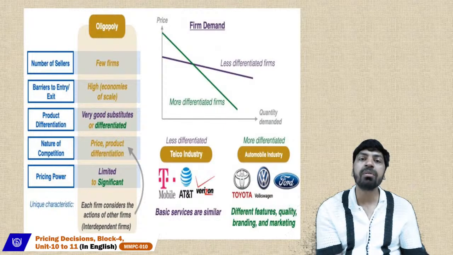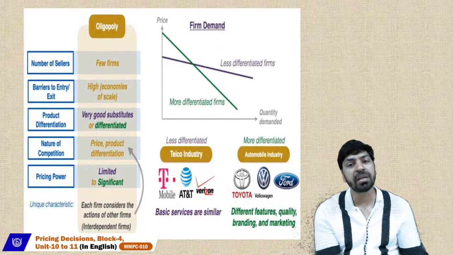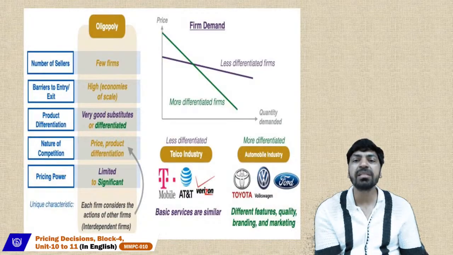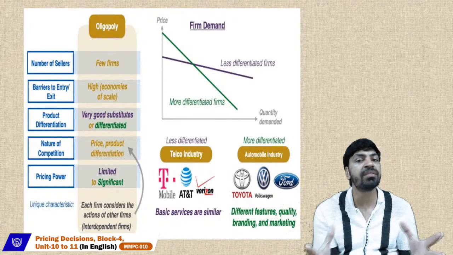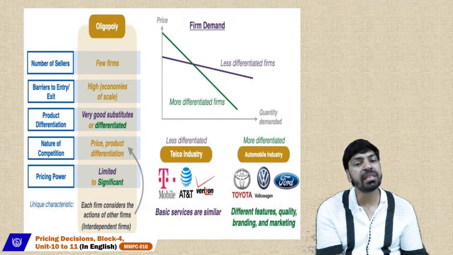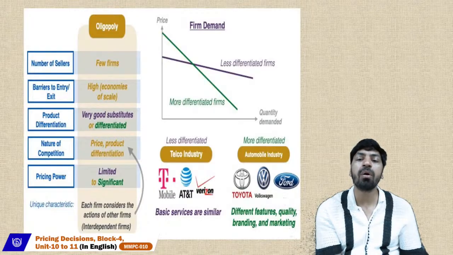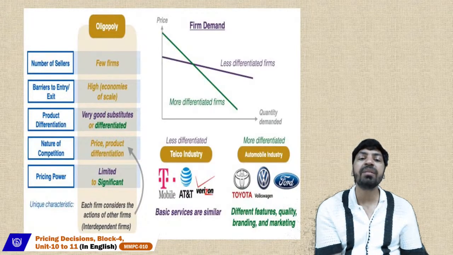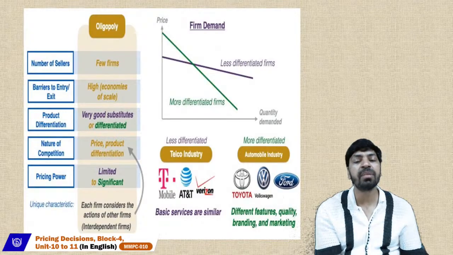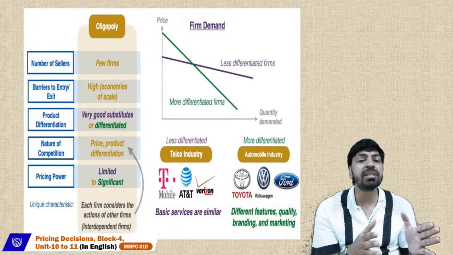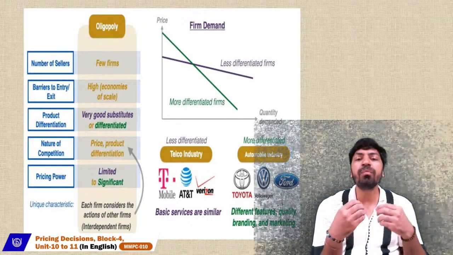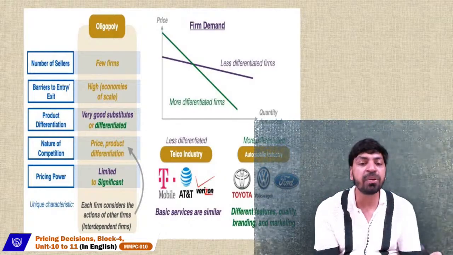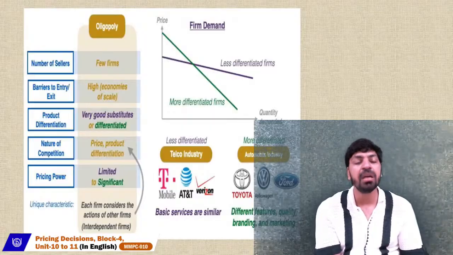Now we can talk about the firm demand curve of such a market situation. It totally depends upon whether the firms are more differentiated or less differentiated. Let's take an example in the telco industry and the automobile industry. In the telco industry, there are Verizon, AT&T and T-Mobile. The basic services are very similar. There is no uniqueness, there is not much differentiation in these products in terms of the telco industry or telco products.